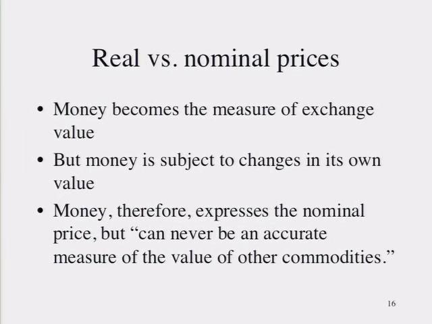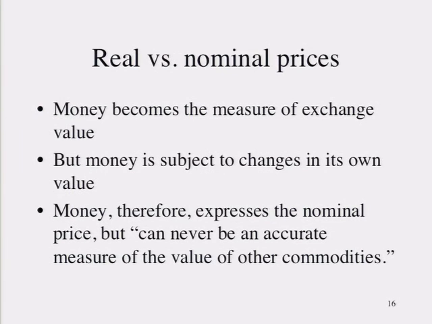So here's one way of trying to make sense of it or explain it that shouldn't be too hard to understand, and that's the distinction between real and nominal prices. And Smith goes into this at some length. In a commercial society, money becomes the measure of exchange value, but money itself is subject to changes in its own value. And this is due not only to problems of debasing currencies, right?